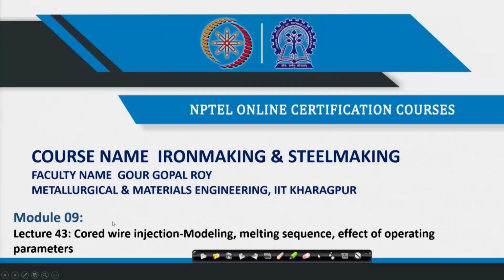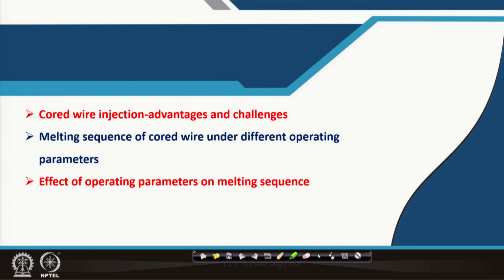So, in this lecture we will discuss the modeling, melting sequence, and the effect of operating parameters on the melting of cored wire. First of all, we will give a brief introduction about cored wire injection, its advantages and challenges. Then we will cover the melting sequence of the cored wire under different operating parameters, and the effect of operating parameters on the melting sequence.